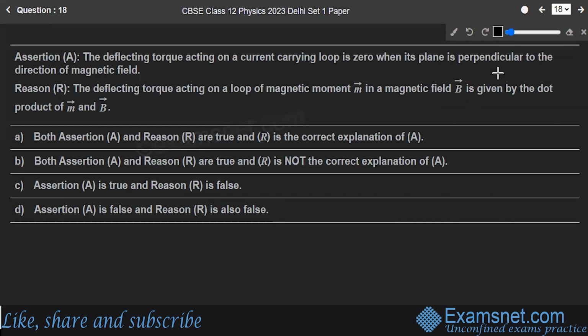The deflecting torque acting on a current carrying loop placed in a magnetic field is given by this: tau is equal to the cross product of M and B, where tau is the deflecting torque. And then you have M, your magnetic moment, and B, the magnetic field.